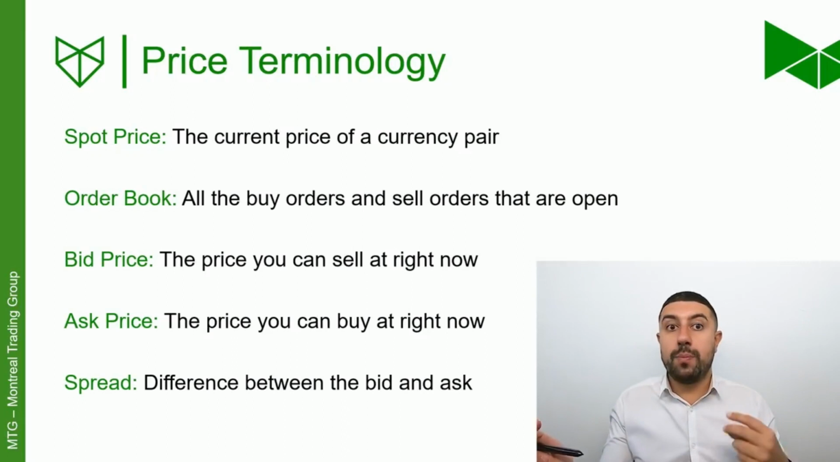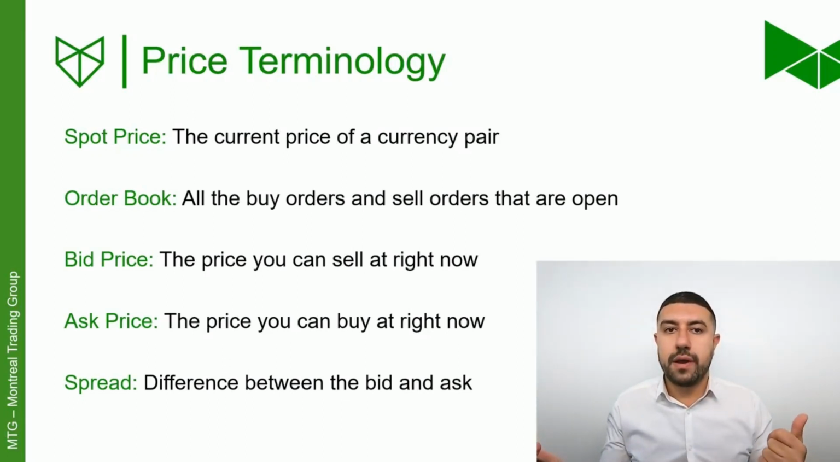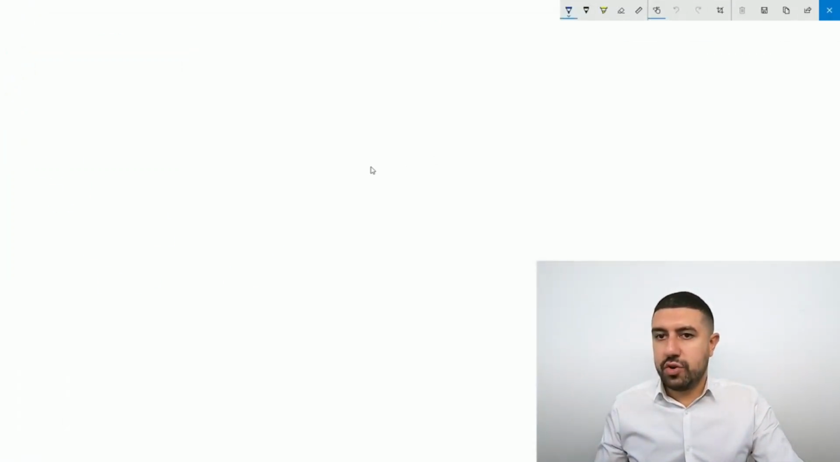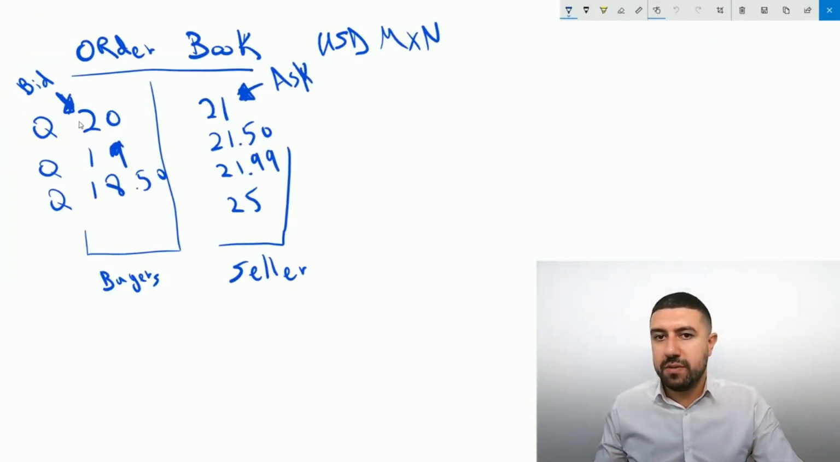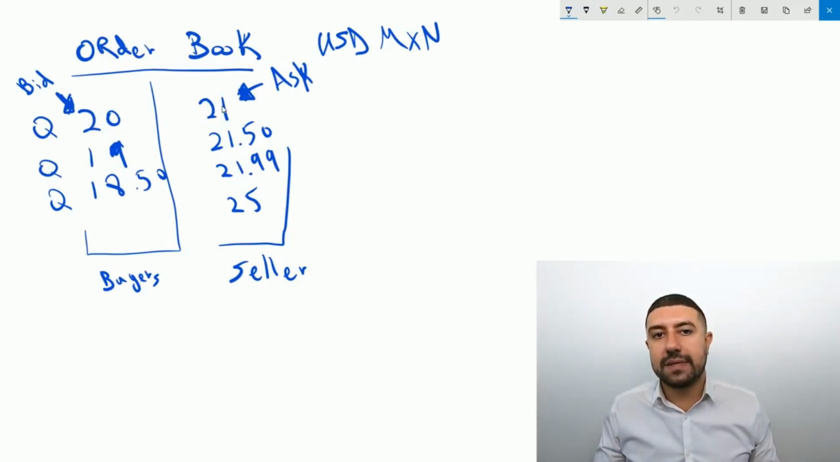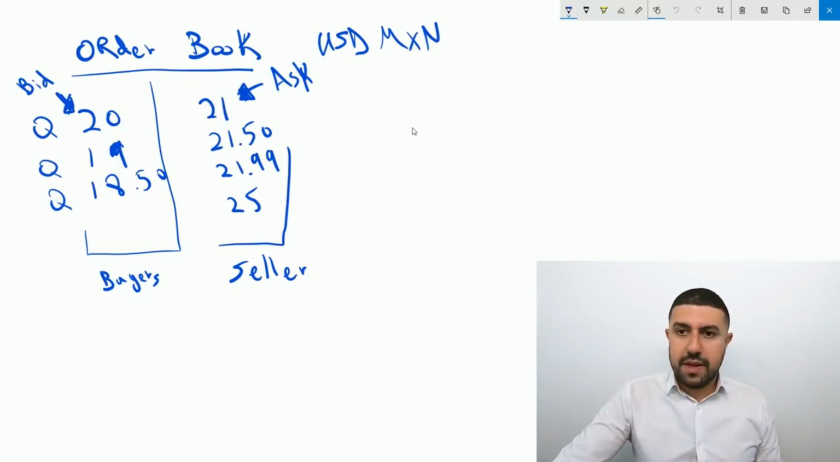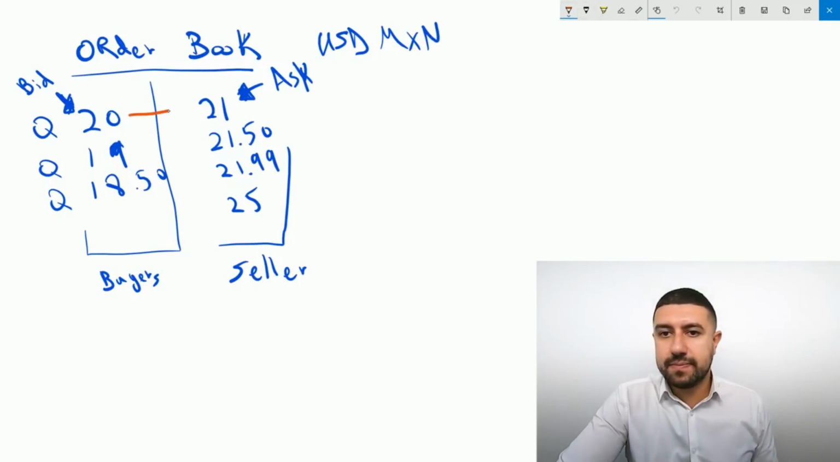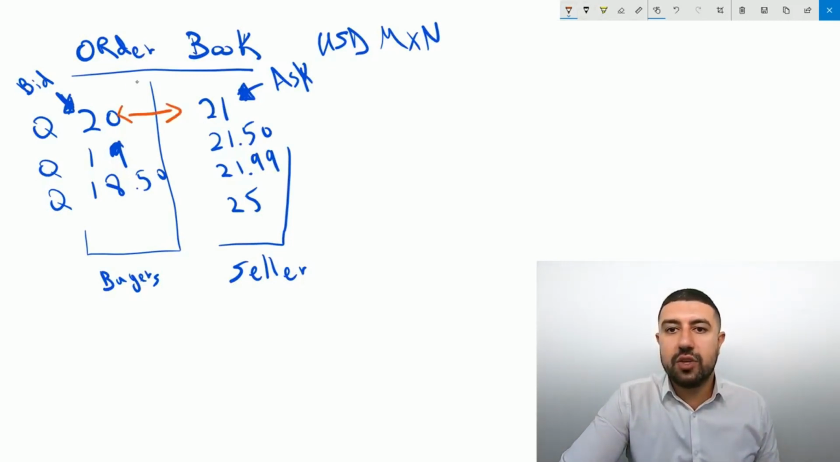Now, the other way, if you want to buy right now, where can you buy? You're not going to put your order here and say, I want to buy here, because then you're just going to have to wait until somebody sells to you. So if you want to buy right now, you're going to have to buy at the ask, okay? And the difference between the bid and ask, we call this the spread.